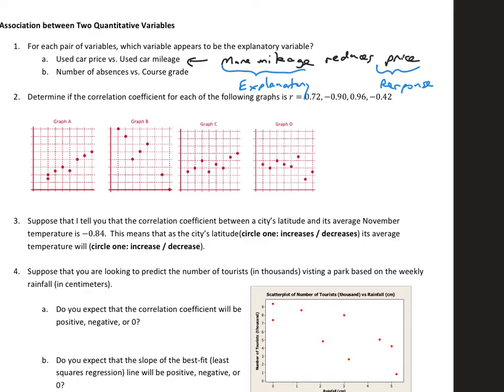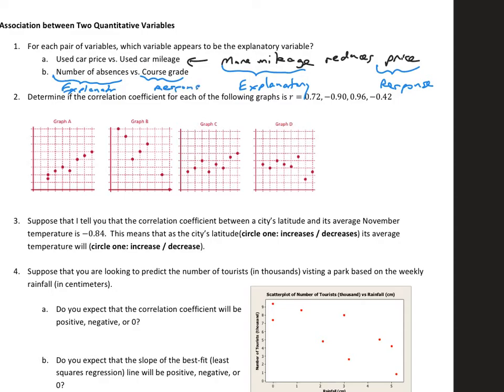Similarly, in B, we think that the number of absences in a class affects the class grade. So we don't really think the class grade affects your number of absences, but we think the number of absences affects your class grade. So the same way the other one worked, we expect this to be explanatory and this to be response.